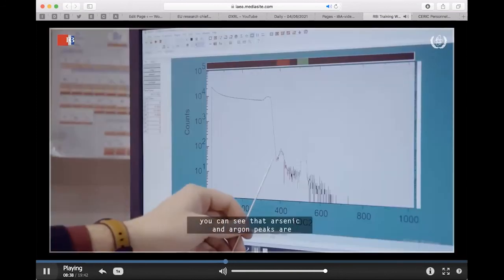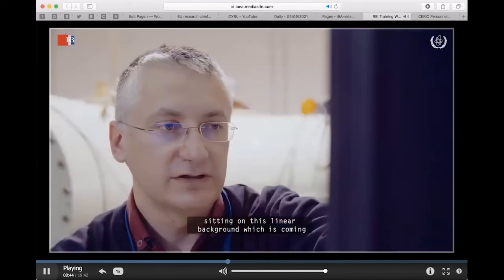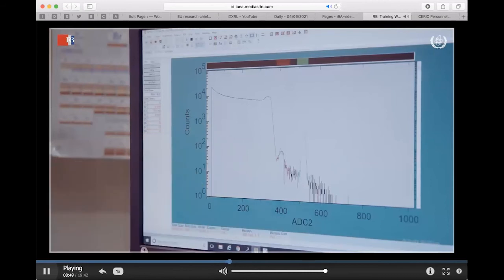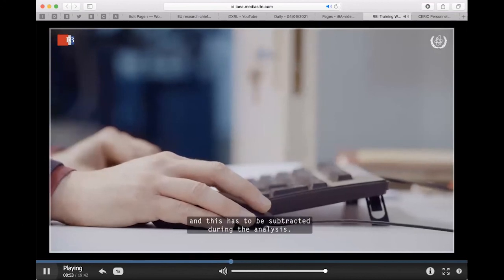When we go back to the logarithmic scale, you can see that the arsenic and argon peaks are sitting on this linear background, which is actually coming from the pile-up from the silicon signals, and this has to be subtracted during the analysis.